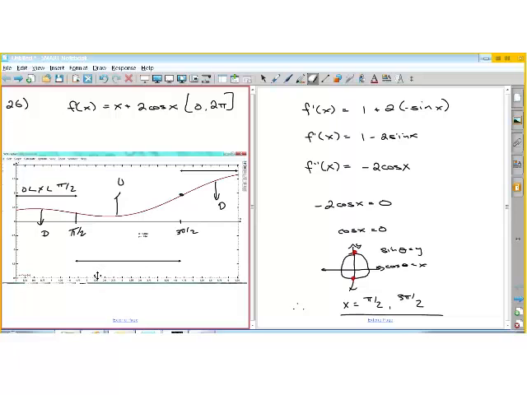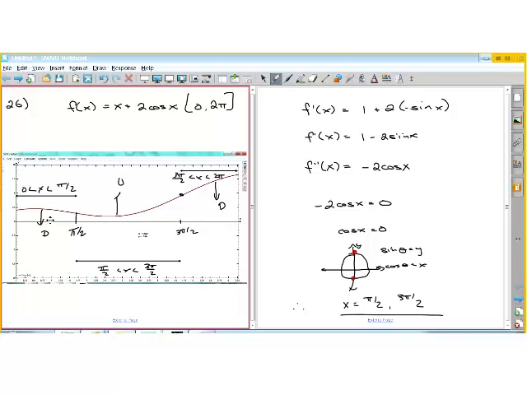That's not right. It's pi over 2 to 3 pi over 2. And then x is between 3 pi over 2 and 2 pi. Okay, so those are the 3 intervals.